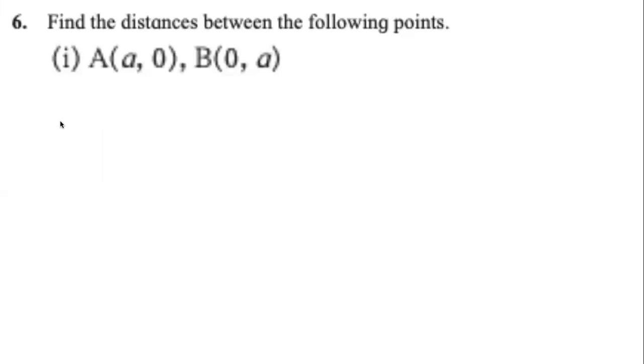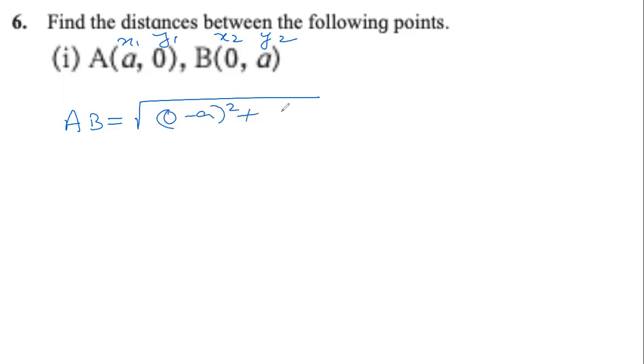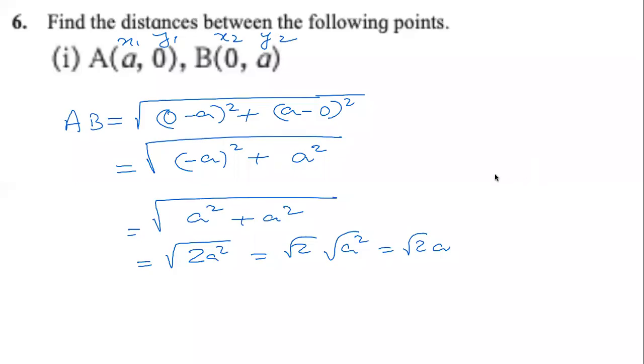So we will start by saying d(A, B) will be equal to the square root of x2 minus x1, so x1, y1 here, x2, y2 here. So x2 minus x1 will be 0 minus A, square. Then y2 minus y1 will be A minus 0, square. So using the distance formula and substituting the values that are given in the question for the coordinates of the points, we can find the distance between the 2 points.